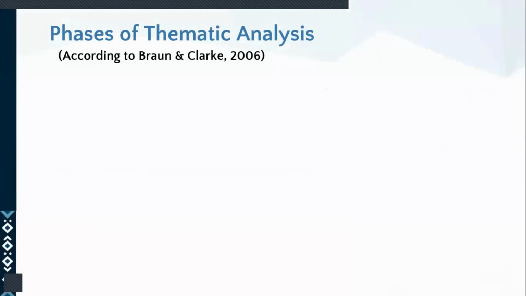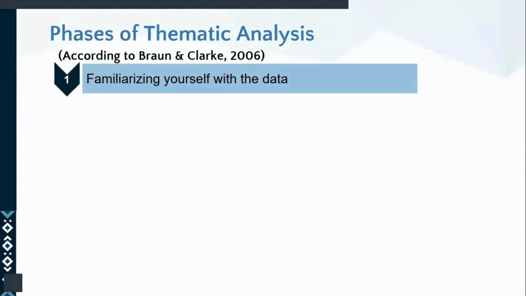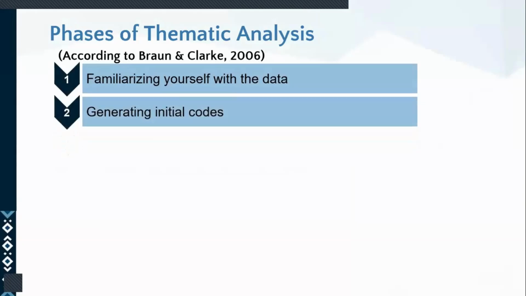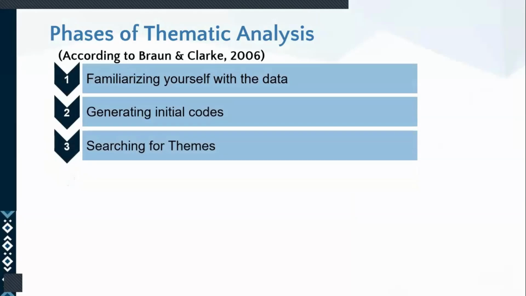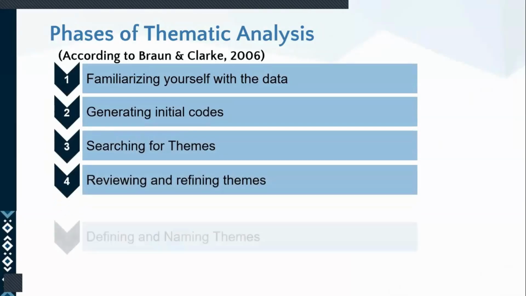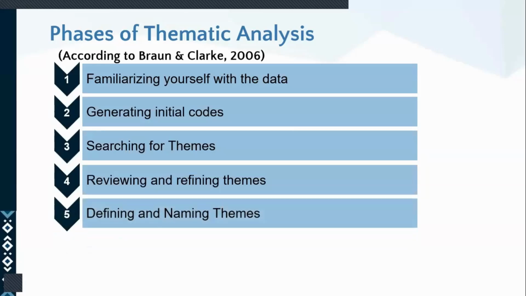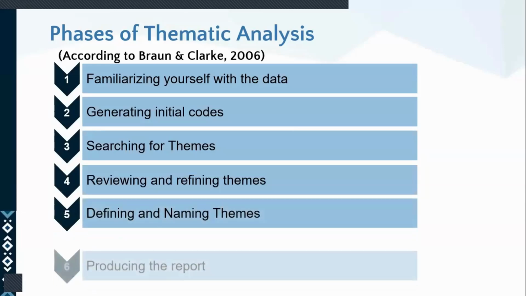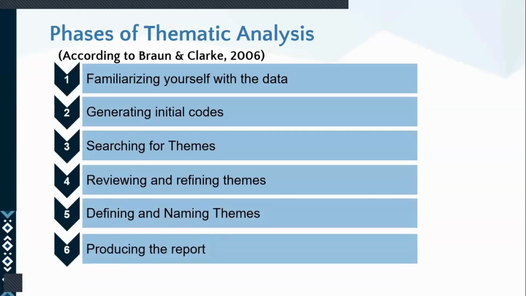So there are different phases of thematic analysis according to Braun and Clarke in 2006. The first phase is to familiarize yourself with the data. Second, generating initial codes. Thirdly, searching for themes. Fourth, reviewing and refining your themes. Then defining and naming your themes as the fifth step, and later on reporting your data.